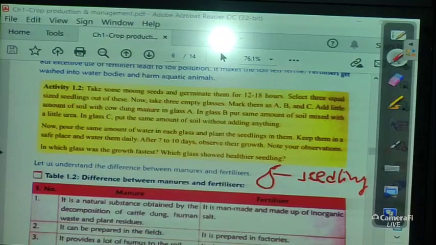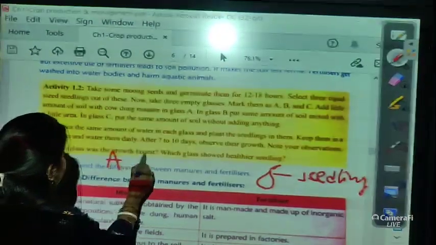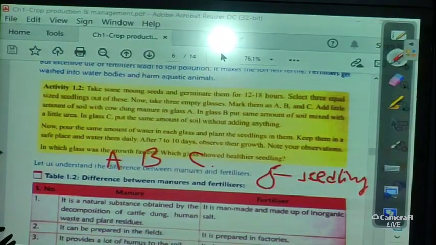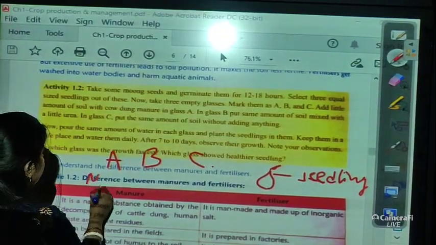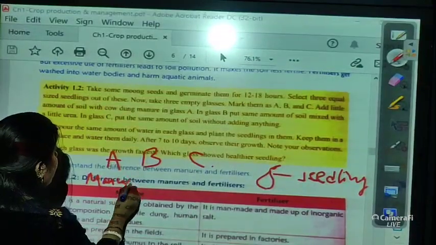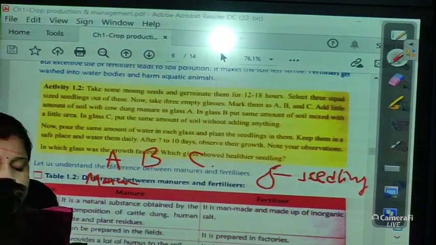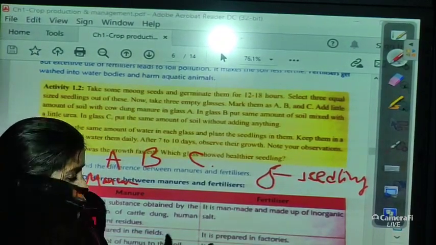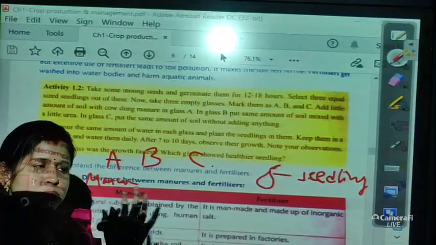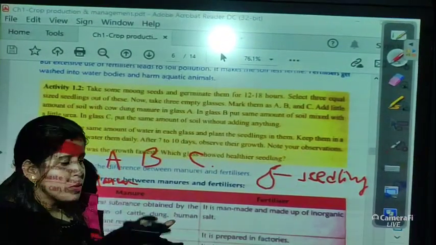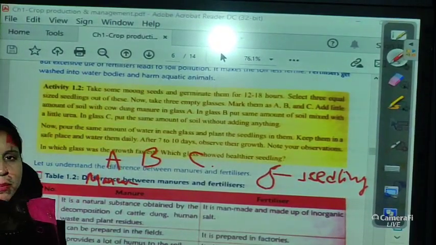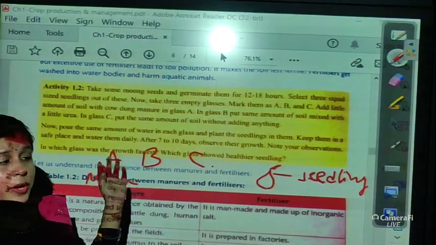You need to take 3 glasses as well: glass A, glass B and glass C. In glass A, add a little amount of soil with cow dung manure, a little bit of manure. How can you make it? I told you, in an open area near your house or the backyard, dig a small place and put the vegetable peels, which we cut daily at home. There are lots of vegetable peels, so you can put them there.